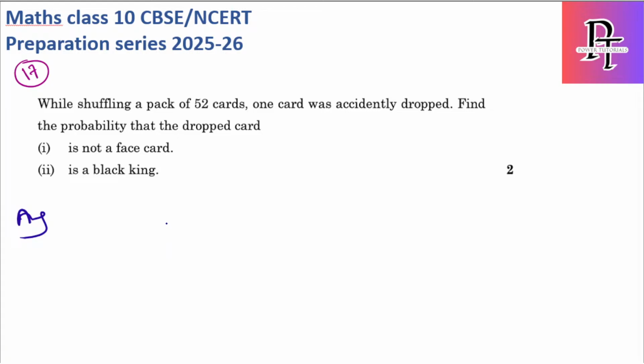While shuffling a pack of 52 cards, if one card is randomly dropped, find the probability that the dropped card is not a face card. They're saying one card is randomly picked. If it is dropped or randomly picked, both are the same. Total face cards, I already told you in the previous question, we have 12 face cards. It is not a face card, so simply 1 minus P of face card.